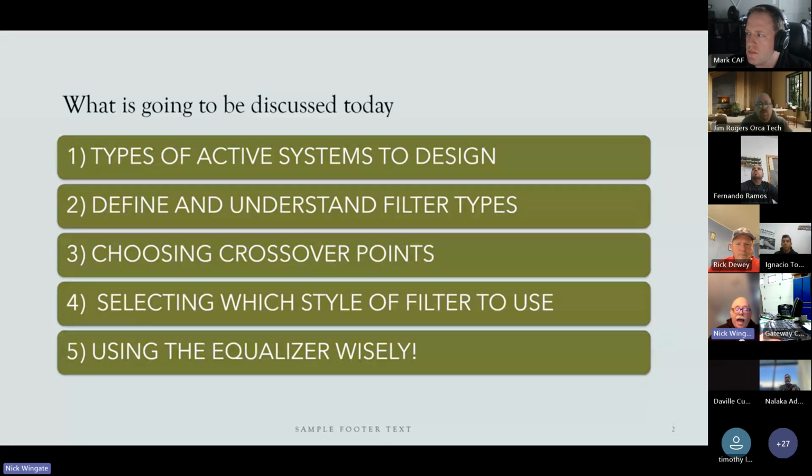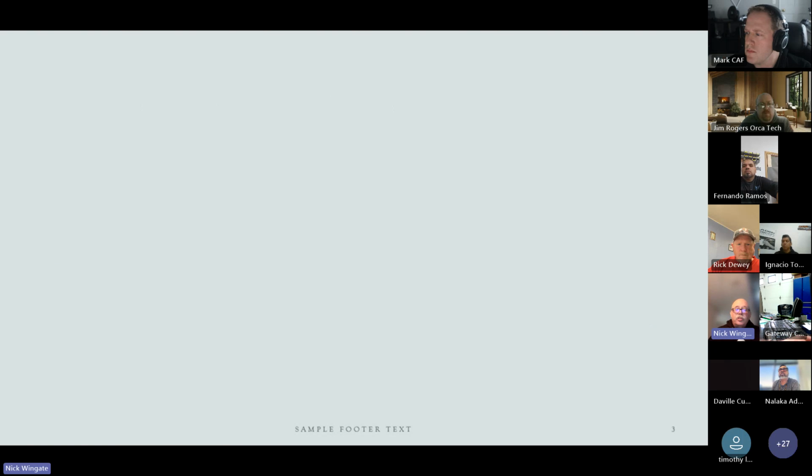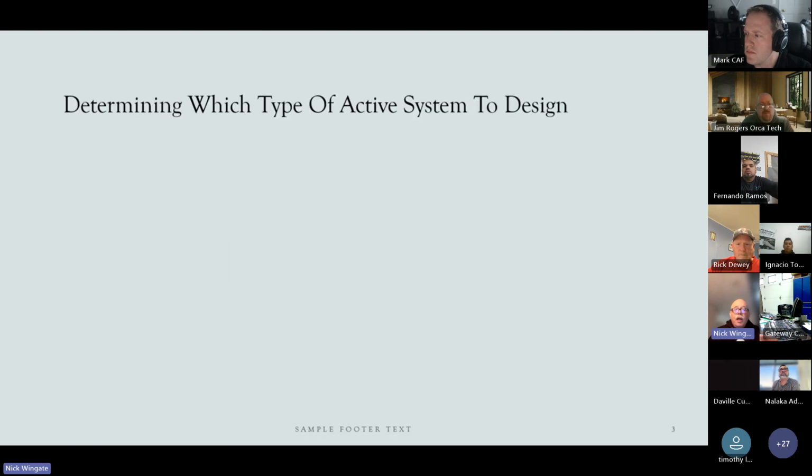We're going to talk about how we actually choose all of the crossover points, those frequencies, and why you want to use them. Then we're going to be talking about selecting which style of filter to use. And then we're going to talk about using the EQ. And so to get started immediately, obviously we need to determine what type of active system you're going to be designing and building for somebody's system.